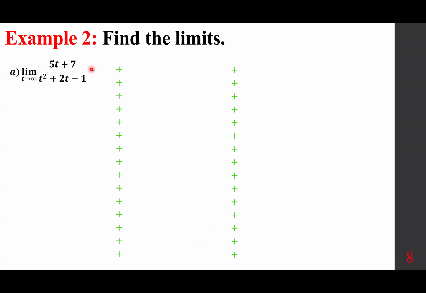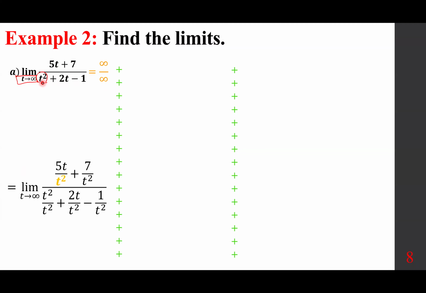The limit of (5t plus 7) over (t squared plus 2t minus 1) as t approaches infinity. First of all, if you plug in, you get 5 times infinity plus 7, which is infinity. Infinity squared plus 2 times infinity minus 1 is infinity. You get infinity over infinity. However, because it's a rational expression and t is approaching infinity, you divide by the highest degree term in the denominator. That is always the technique.